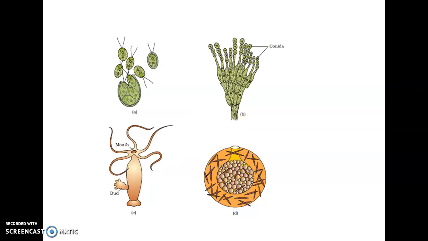The first diagram is of Chlamydomonas. So these are zoospores. Zoospores are released from Chlamydomonas. And the second one is Penicillium. The name of this organism is Penicillium and it produces conidia. Then here you can see buds in Hydra, and here you can see gemmules in sponge.